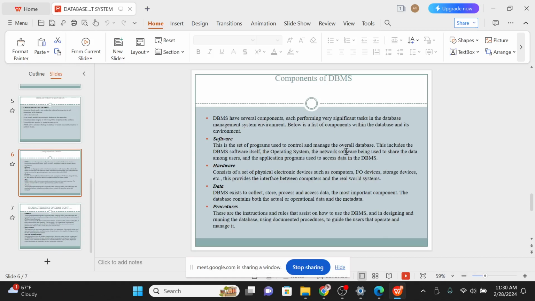We have the network software to help share data. Number two, we have the hardware, which consists of physical electronic devices like computers, input, output, and storage. And we have data comprising collecting, storing, and the processes which are done. And number four is the procedure. The procedure is the set of instructions and rules that assist on how to use databases. When you are using this database, you have to follow a given procedure.